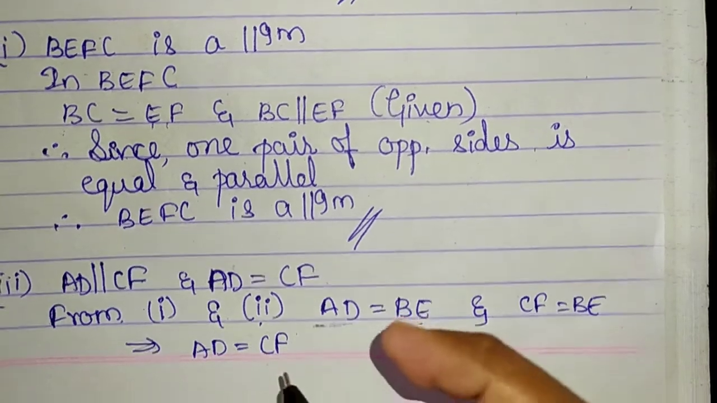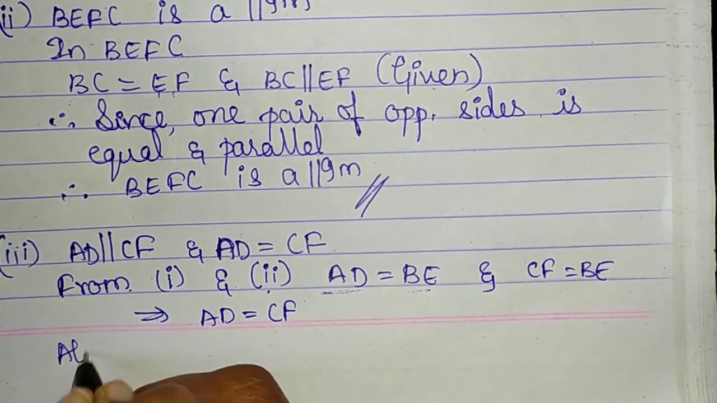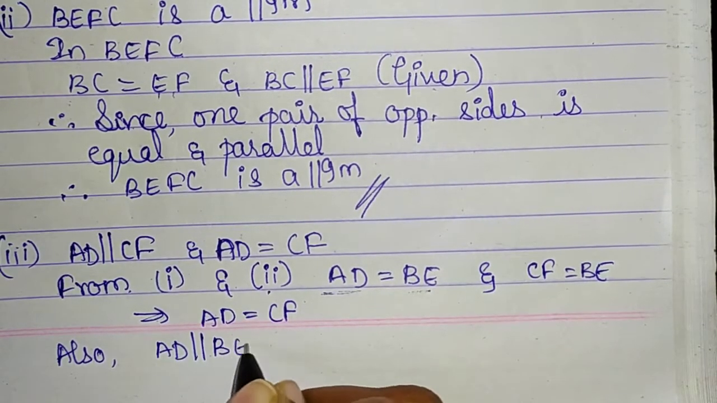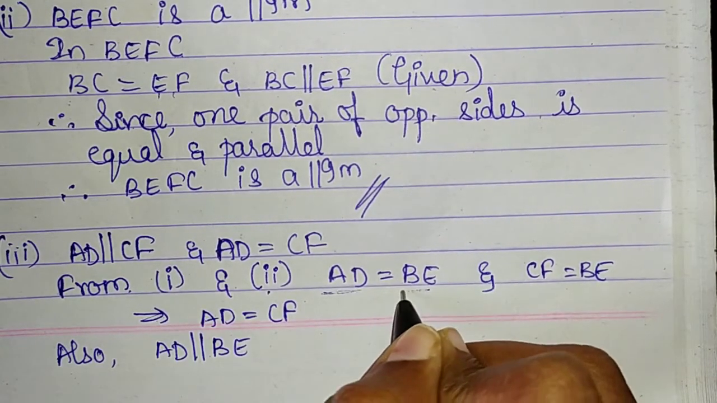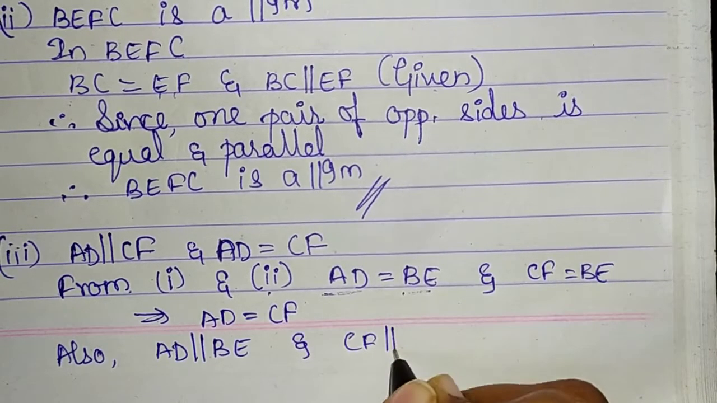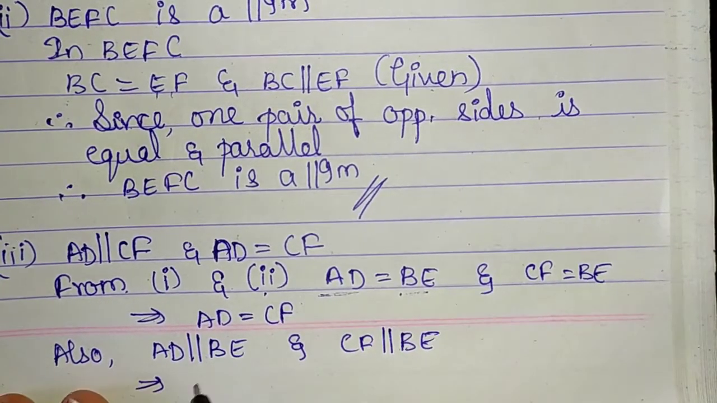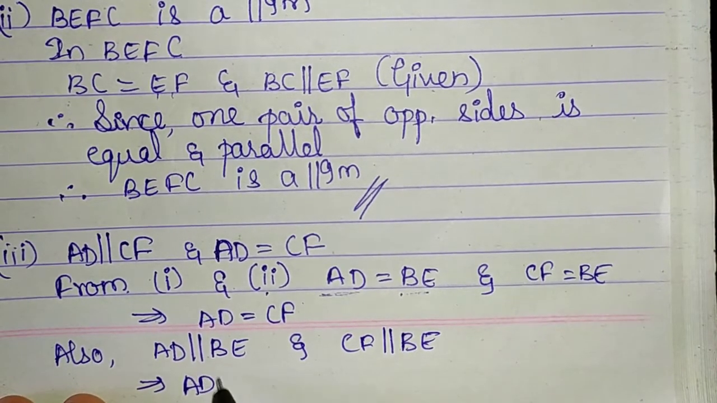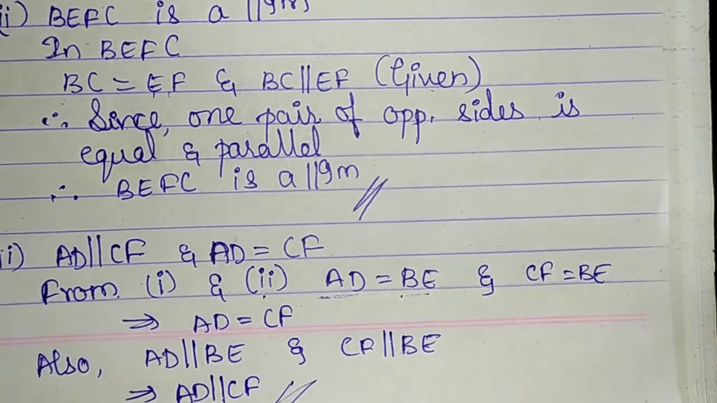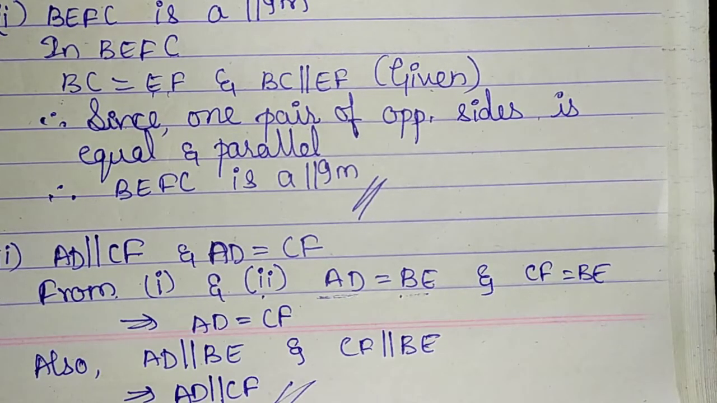Also, AD is parallel to BE. Opposite sides are not just equal, they are also parallel to one another. And CF is parallel to BE. So AD is parallel to CF. So this is the solution to the third sub-question.